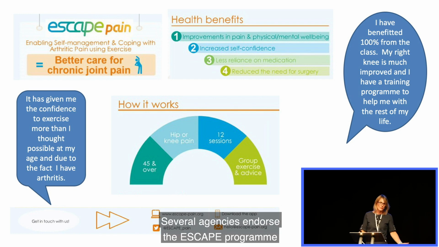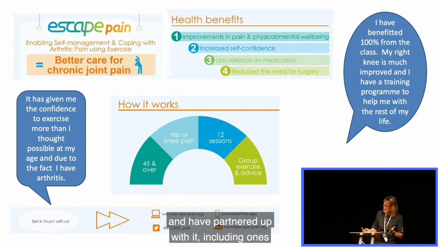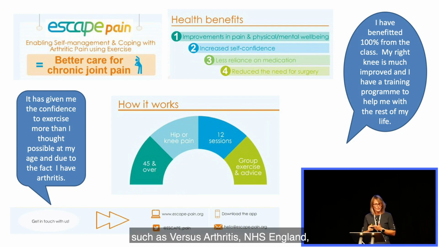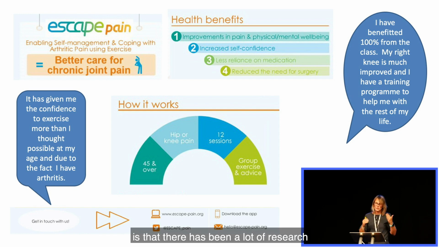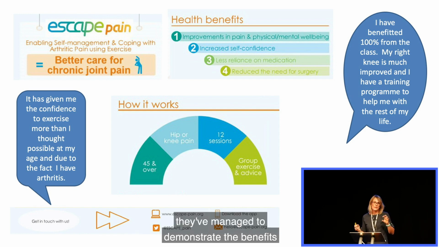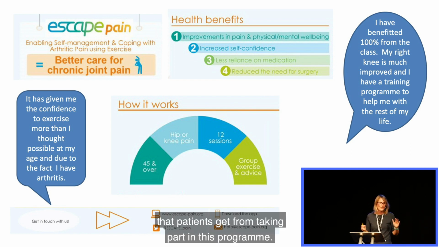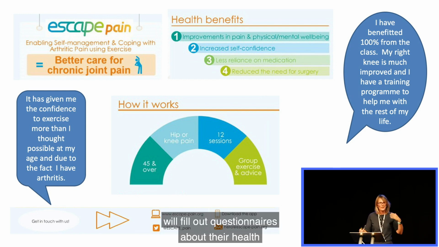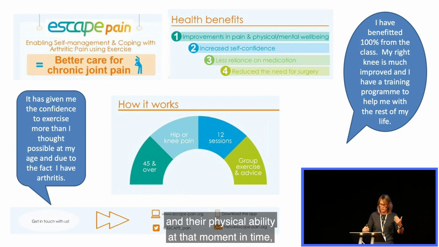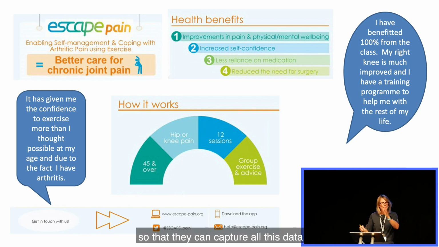Several agencies endorse the Escape programme and have partnered up with it, including ones that you might have heard of, such as Versus Arthritis, NHS England, Sport England, and the National Lottery. The reason they endorse this programme is that there has been a lot of research done into it, and therefore they've managed to demonstrate the benefits that patients get from taking part in this programme. They also continue to take data all the time, so anyone who goes through this programme will fill out questionnaires about their health and their physical ability at that moment in time, and that is sent back to Escape so that they can capture all this data and continue to show these benefits.